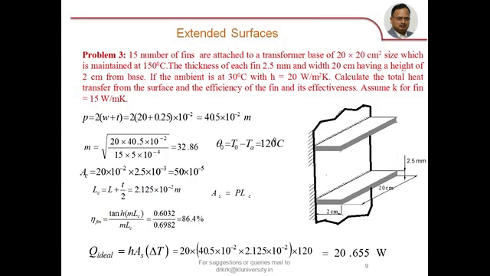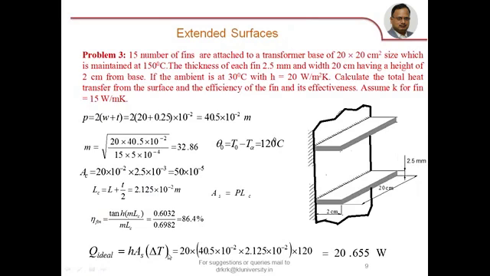Now let us use the approximate method for solving this problem, by converting this L into Lc. Lc is equal to L plus T by 2. By considering Lc, I can now assume the end of the fin is insulated, and surface area of the fin becomes perimeter into Lc. Efficiency of the fin using the formula tanh(mLc) by mLc will be 86.4%. You know m, you know Lc, substitute and find tanh, divide with mLc, 86.4%.